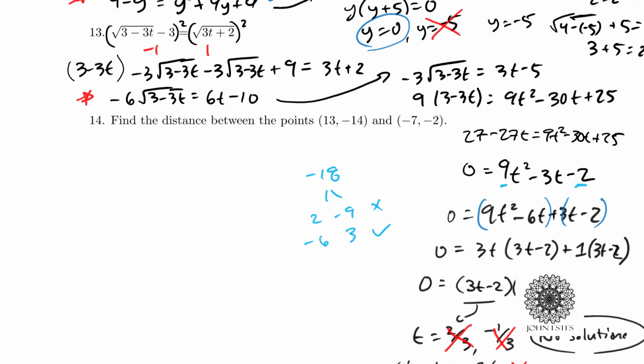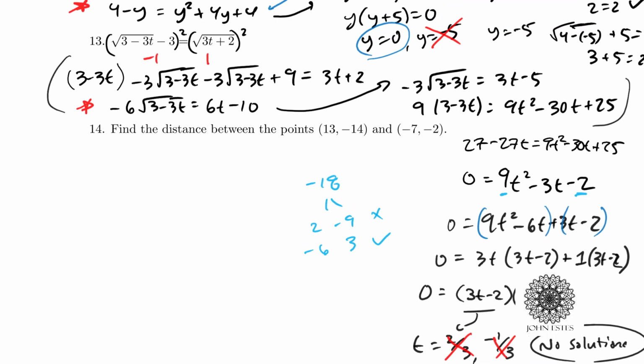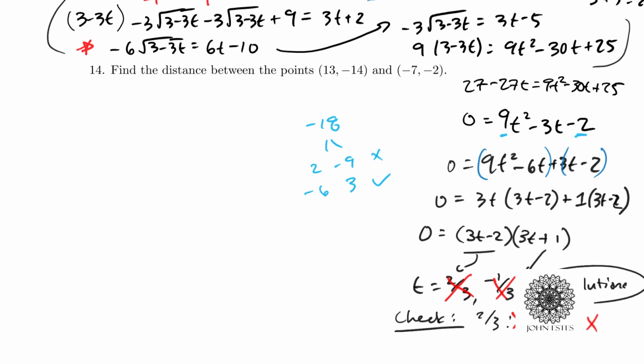The hard part was actually just having to square both sides 2 times. After that, we had to factor a quadratic. That's not an easy one. And then we had to check our solutions, and we got something kind of disappointing because neither one of them checked out. But nevertheless, that's how it works.